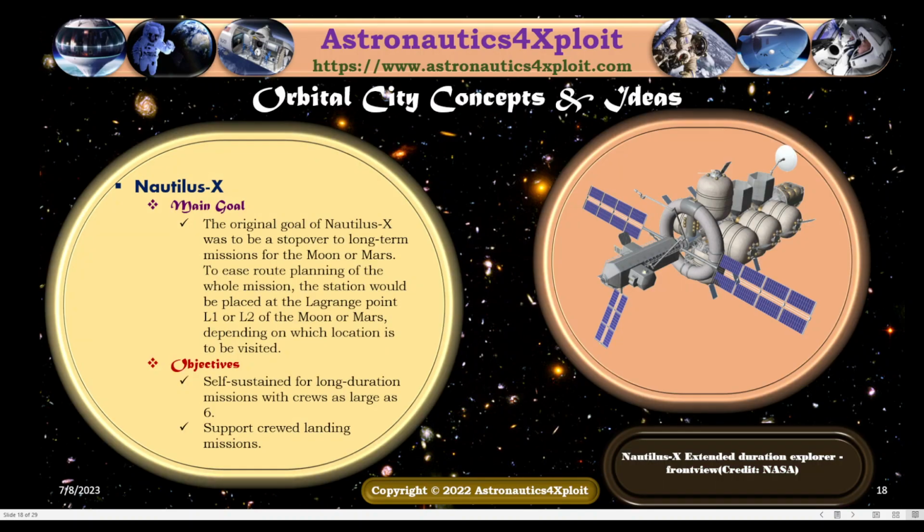The original goal of Nautilus X was to be a stopover for long-term missions to the Moon and Mars. To ease route planning of the whole mission, the station will be placed at the Lagrangian point L1 or L2 of the Moon or Mars, depending on which location is to be visited. The objectives are self-sustained long-duration missions with crews as large as 6 and to support crew landing missions. Nautilus X Extended Duration Explorer front view is shown in this picture.